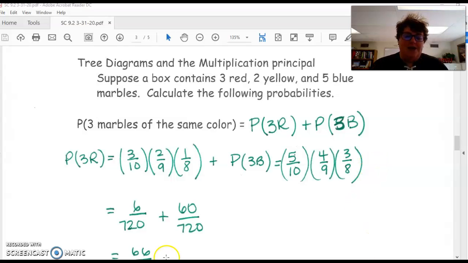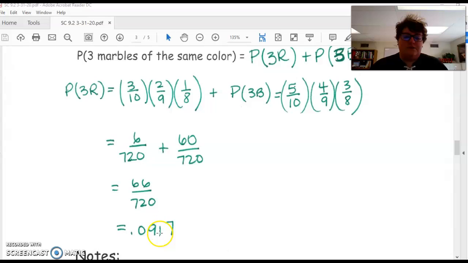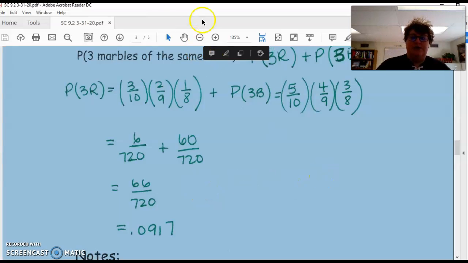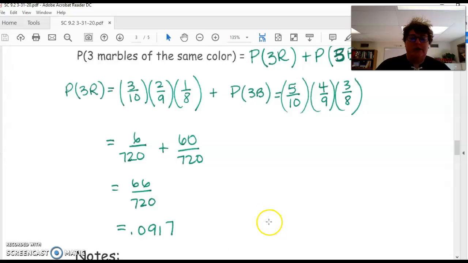So then we want to add those 2 probabilities together, and so we have a 0.0917 chance of getting 3 marbles of the same color.